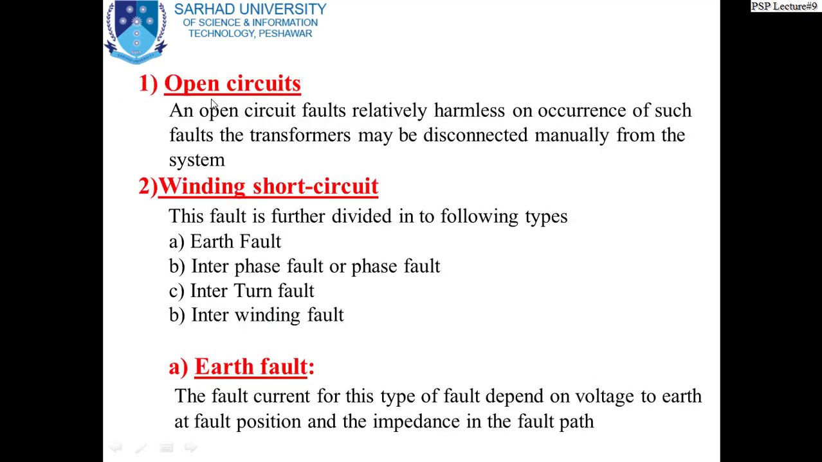Okay, open circuit fault. On occurrence of such a fault, the transformer may be disconnected manually from the system, and necessary repair work should be done. Winding short circuit. This fault is further divided into the following types: earth fault, interphase fault or phase fault, inter-turn fault, and inter-winding fault.